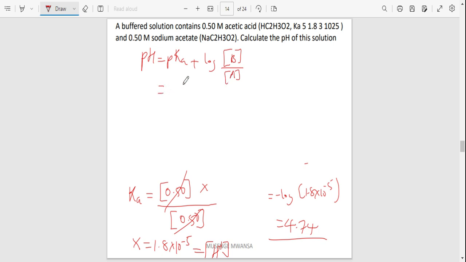And then pKa is found by negative log of Ka. The Ka has been given as 1.8 times 10 to the power negative 5. And then plus log: the concentration of the base is 0.5, the concentration of the acid is 0.5. 0.5 over 0.5 is 1, and the logarithm of 1 is 0. So we just have negative log of 1.8 times 10 to the power negative 5, which is 4.74. This is how we are able to determine this.